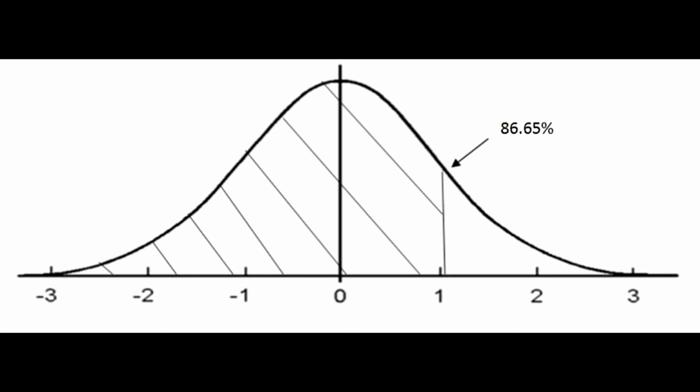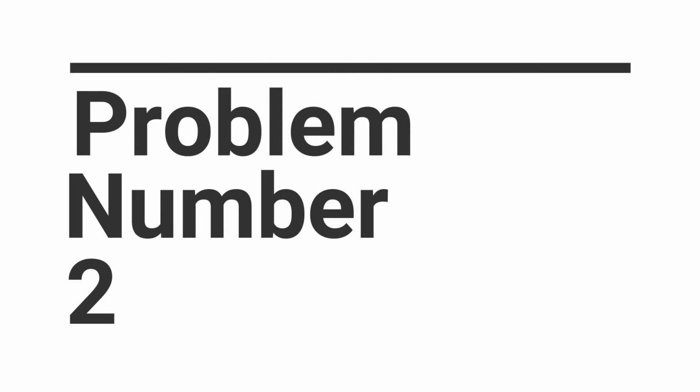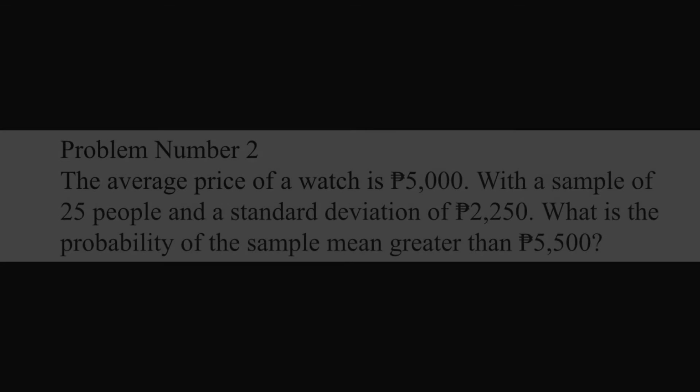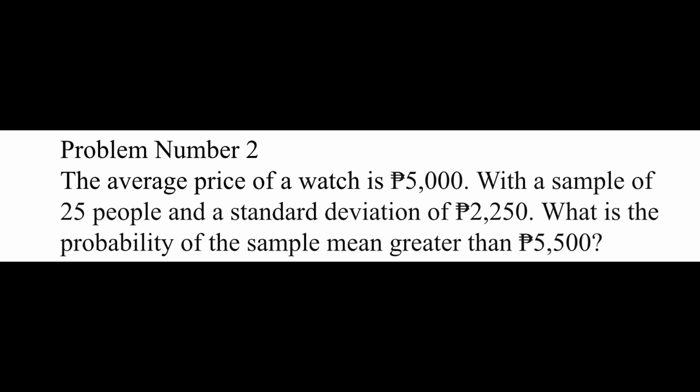Let's move on to our next problem. Problem number 2. The average price of a watch is 5,000 pesos. With a sample of 25 people and a standard deviation of 2,250, what is the probability of the sample mean being greater than 5,500? Let us identify the important values in this problem.